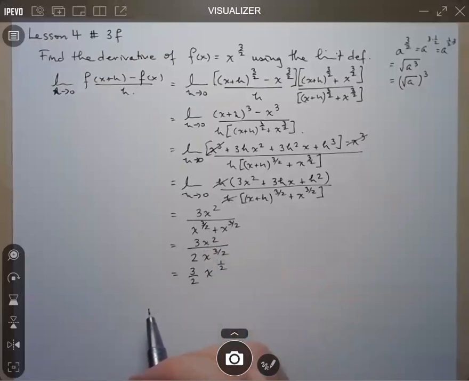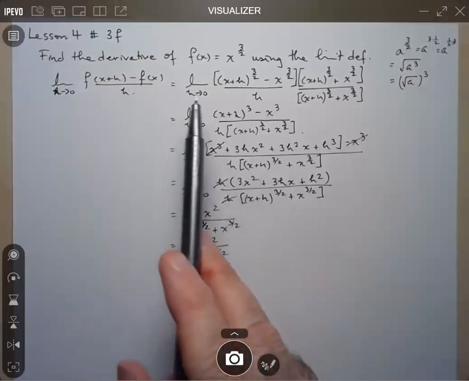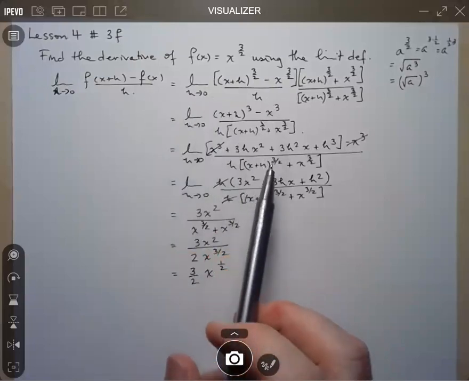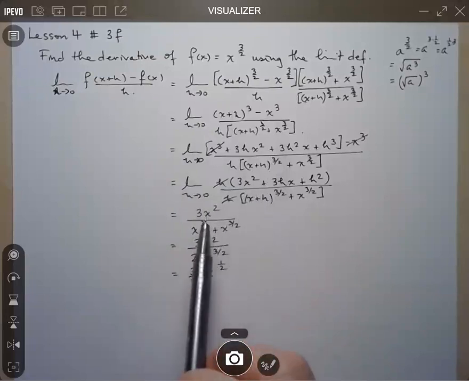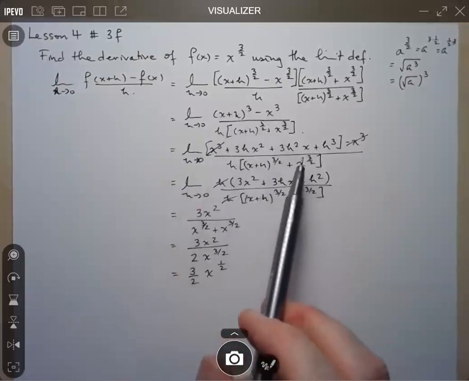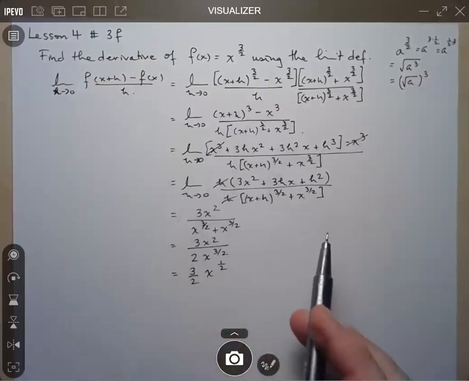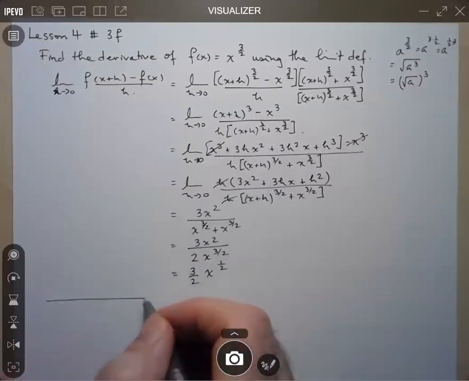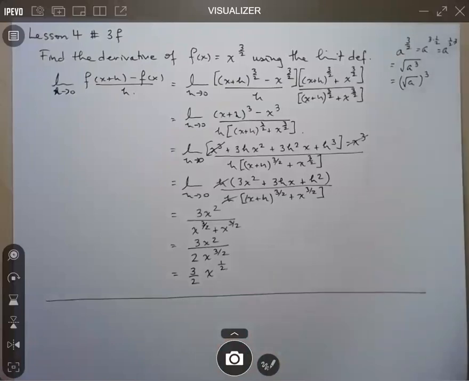Any questions? I don't remember who asked this one. Any questions on this? Okay, so again, we see that when we're using this limit definition, we really have to be careful with all our algebra, because you miss one little sign somewhere and you might not have things reducing as they need to. If there are no questions, I'll move on to the next one.